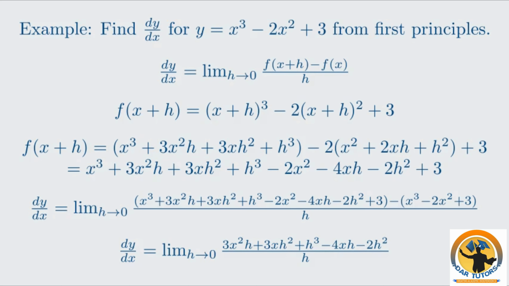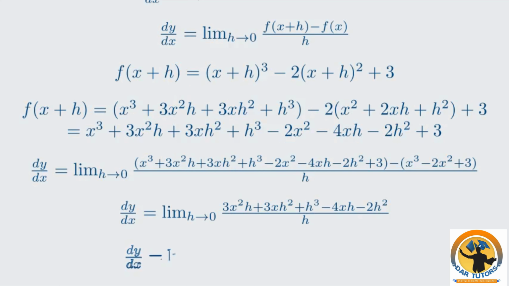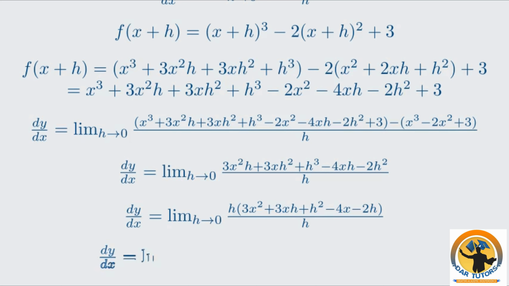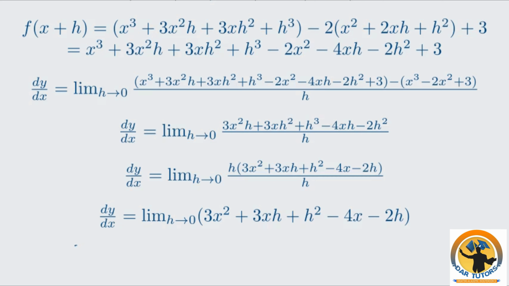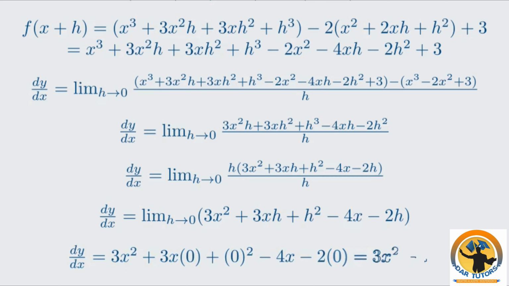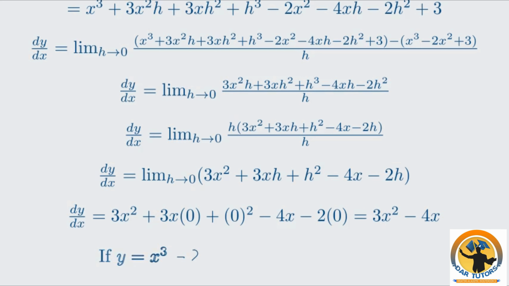Factor out an h from the numerator. This gives us the limit as h approaches 0 of h times the quantity 3x squared plus 3xh plus h squared minus 4x minus 2h, all over h. Cancel the h terms. We are left with the limit as h approaches 0 of 3x squared plus 3xh plus h squared minus 4x minus 2h. Finally, evaluate the limit by setting h to 0. This gives us 3x squared minus 4x. So the derivative of y equals x cubed minus 2x squared plus 3 is dy over dx equals 3x squared minus 4x.